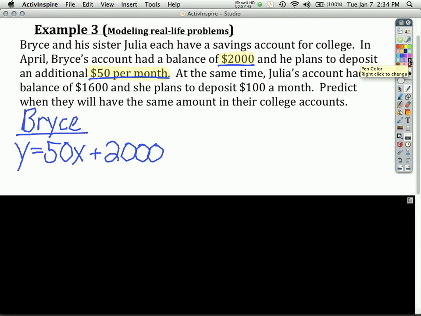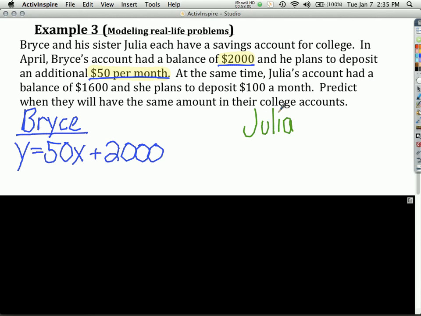Now, if you have no idea how Nathaniel came up with that, if you're not seeing it yet, you should at least be able to look at that and now come up with Julia's based on what you see here. Because now let's look at Julia, which is the other person in this whole story. So now without any prompting, you should be able to put together Julia's equation with no problem. So what's Julia's equation going to be?